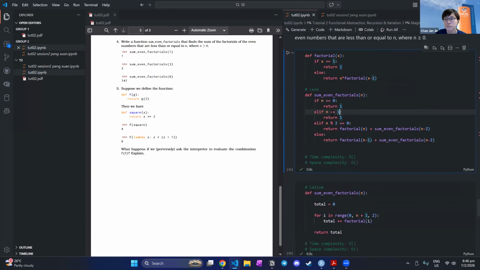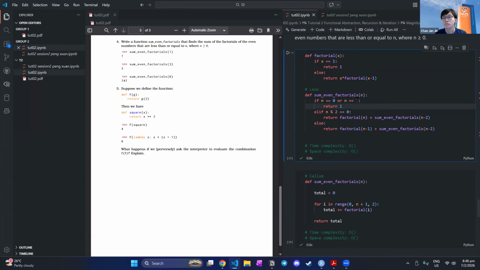And it's more readable. Alternatively, you can push it up here. So if n equals 0 or n equals 1, return 1, because the factorial of 0 is 1. And if you reach n equals 1, you want to skip to n equals 0 anyway, so you return 1 in that case also. So this is the recursive way.